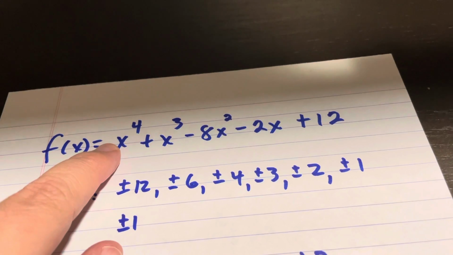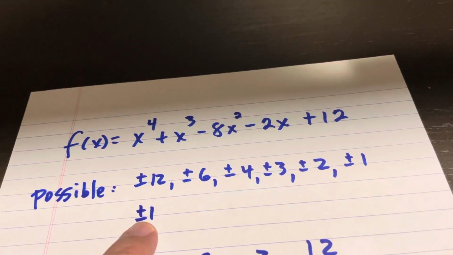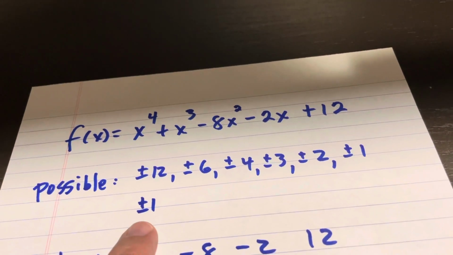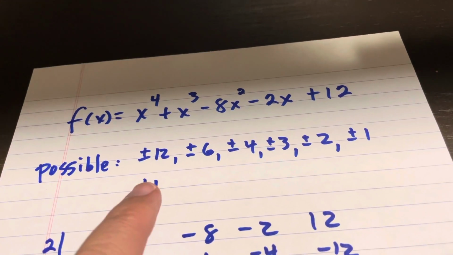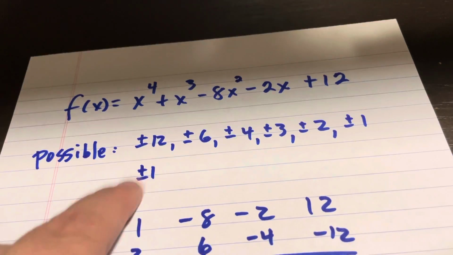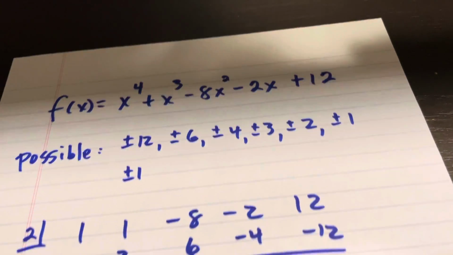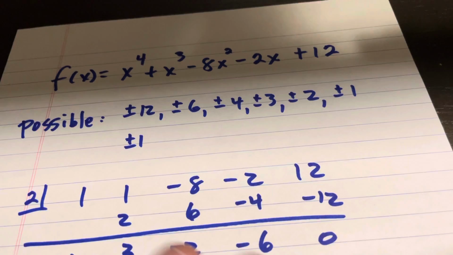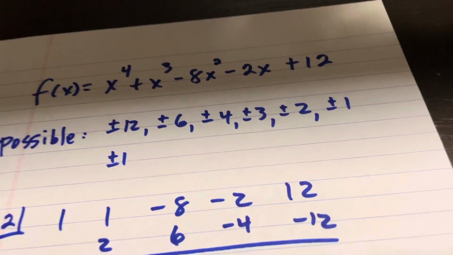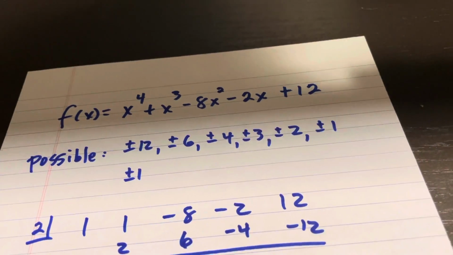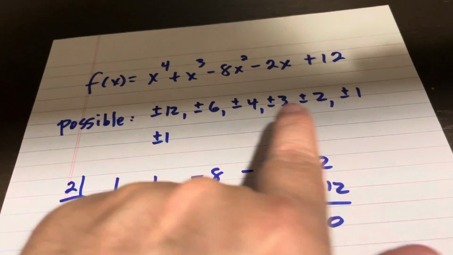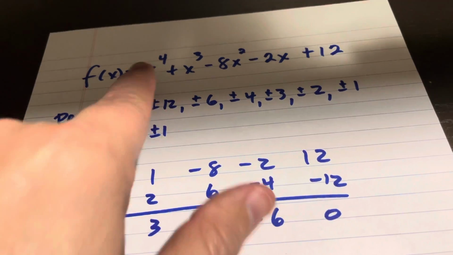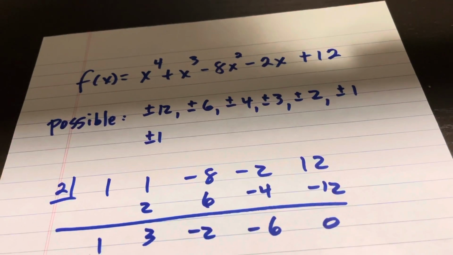Then we write all the factors of the leading coefficient here, which thankfully is just 1. So positive, negative 1. And so what you do is you create fractions from that. So 12 over 1, 6 over 1, 4 over 1, 3 over 1, 2 over 1, 1 over 1, and plus or minus. And those are the possible rational zeros. And so then what we do is we try these using synthetic division on this polynomial.